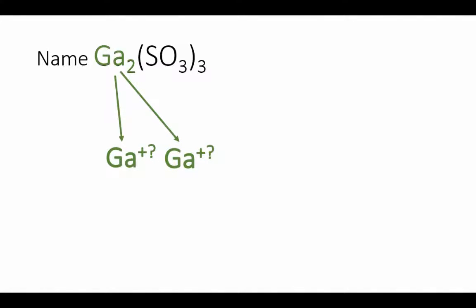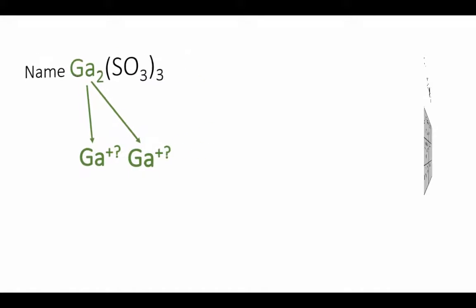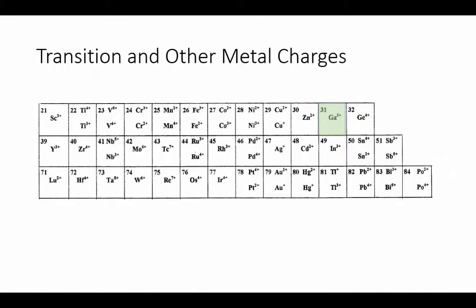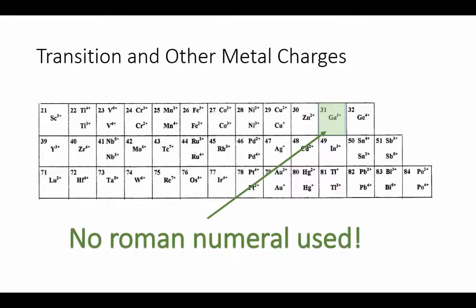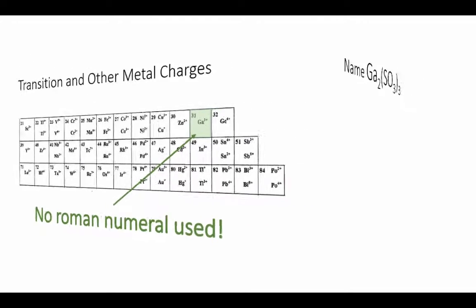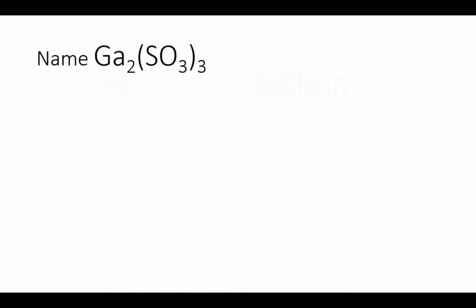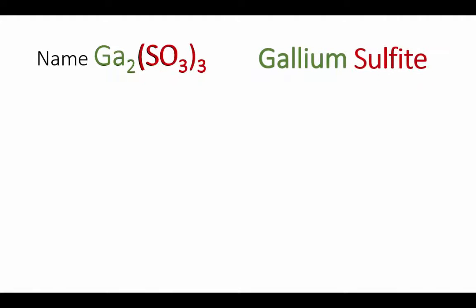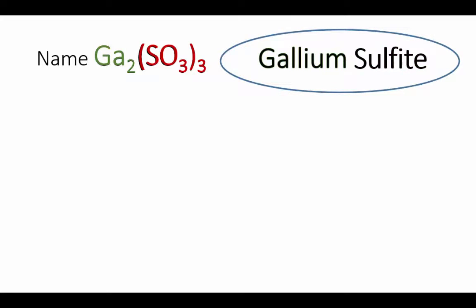Our final example here has gallium and our polyatomic ion sulfite. Does gallium need a Roman numeral? It's one of our metals that are listed on the back. Let's go take a look. You'll see that gallium has only one charge listed. It's always 3+. Therefore, we don't need a Roman numeral in its name. So I'm just going to go ahead and write gallium without parentheses. I identify my anion sulfite, and this compound is simply called gallium sulfite.